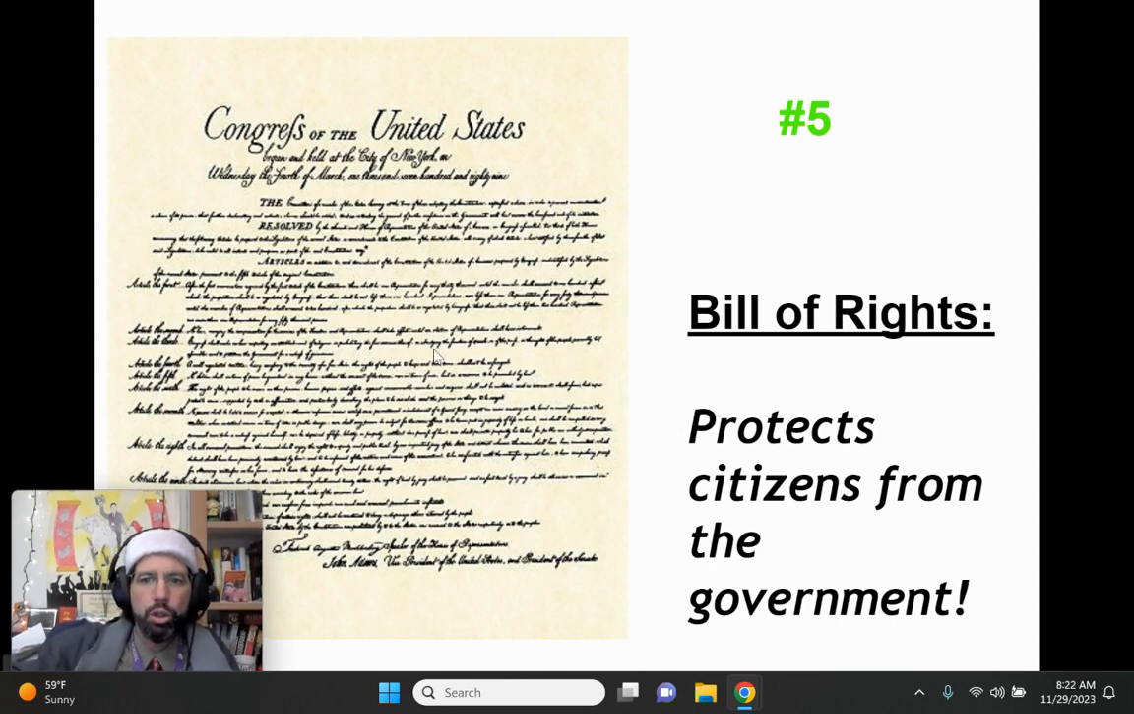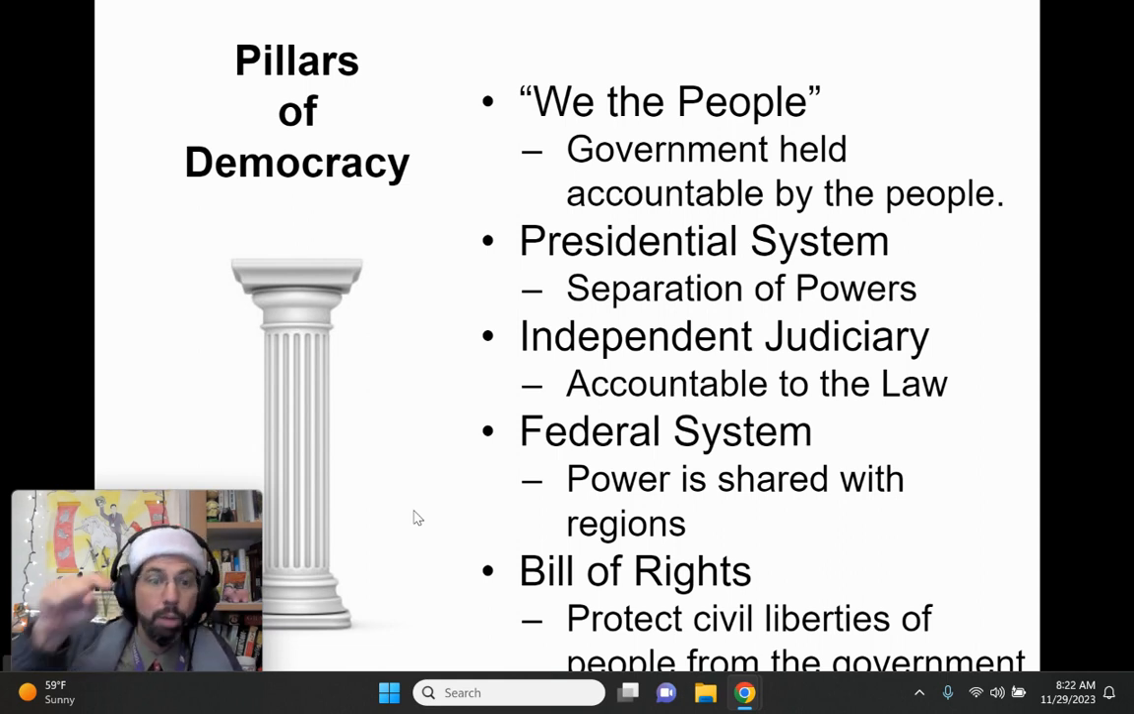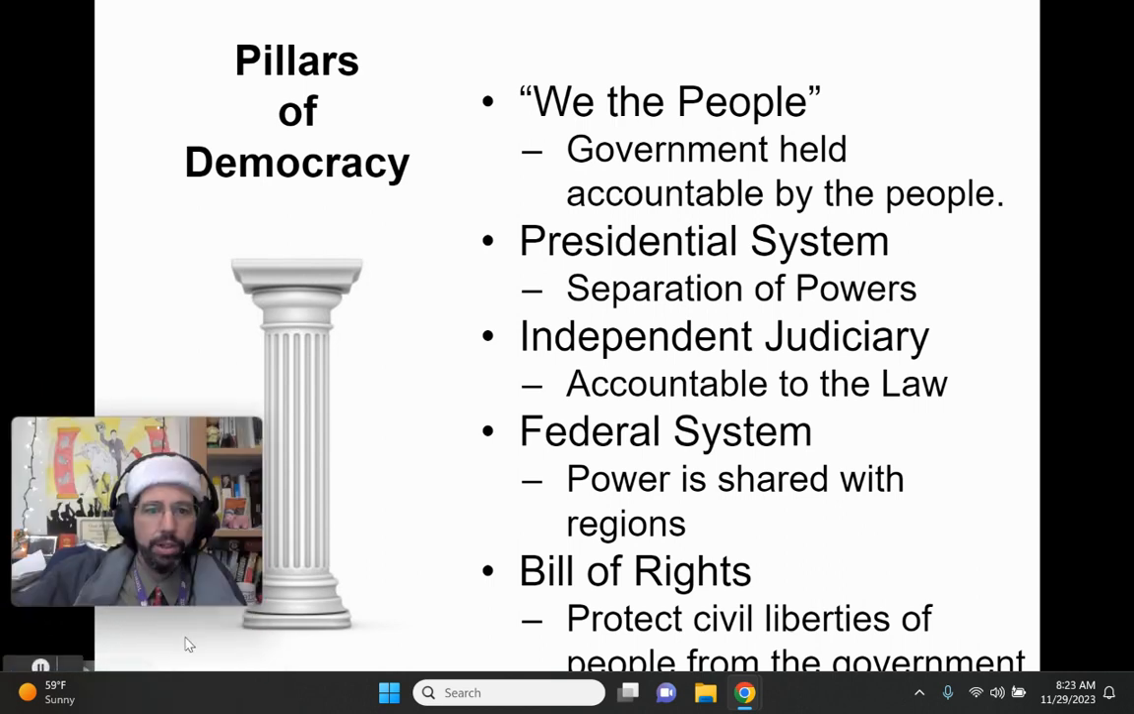Now, these five things are super important because they are essentially the pillars of every democratic government. The idea that the government is held accountable by the people, the idea that you have separation of powers, the idea that you have an independent judiciary that's accountable to the law, not a person, the idea that you have power shared between regions and a central government, and the idea that you have civil liberties guaranteed to be protected from the government. Whenever we look at democratic countries and check how democratic a country is, these are the foundations, the pillars of the democratic system, and they started here in the United States, the great democratic experiment.